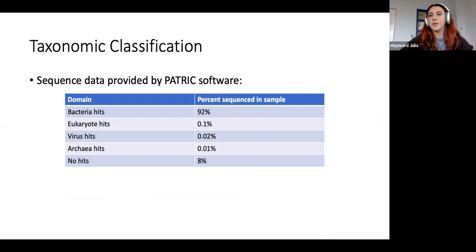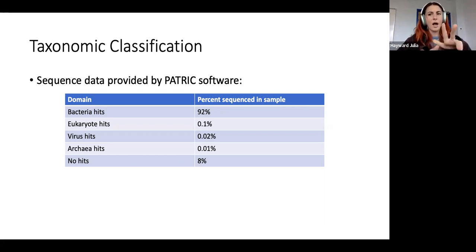All right, now let's get into the meat, the taxonomic classification. So the sequence data that we were provided with by Patric software. And so let's start sort of broad schema, we'll work our way in. For domain-wise, we had 92% bacteria hits, 0.1% eukaryote hits, 0.02% virus hits, 0.01% archaea hits, and 8% no hits.